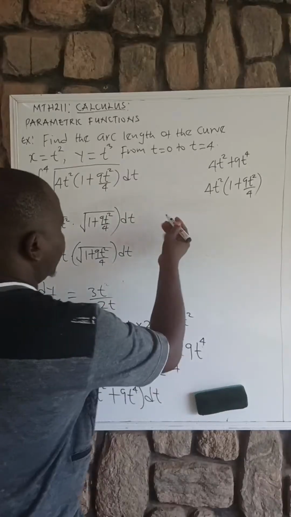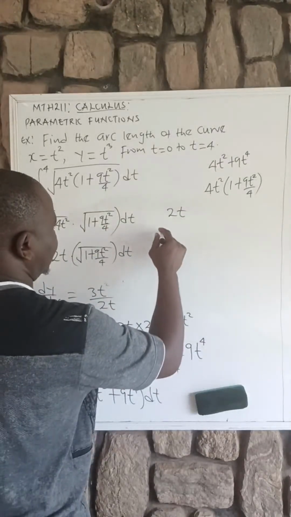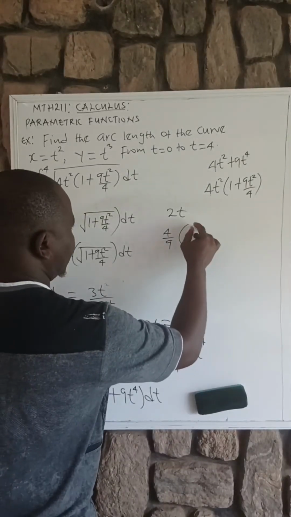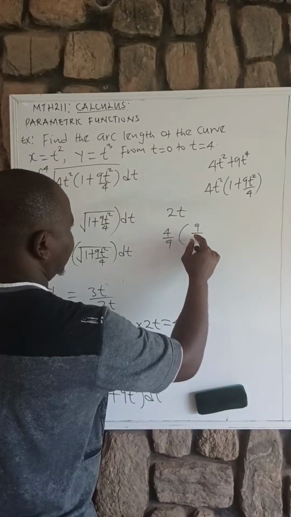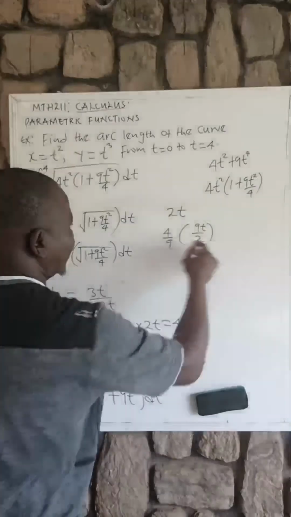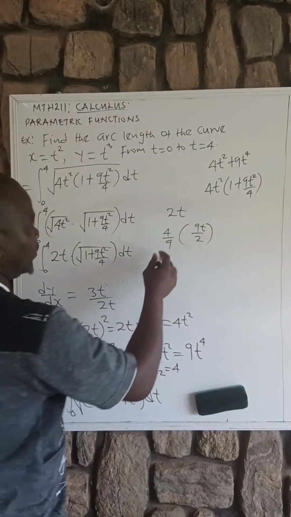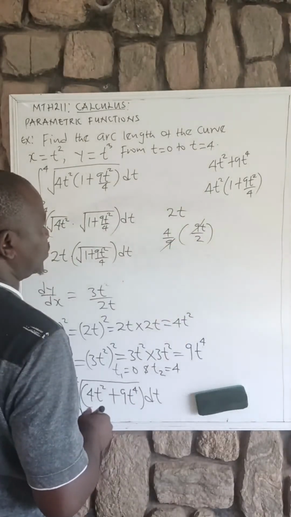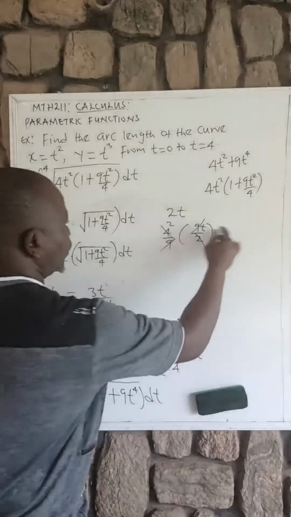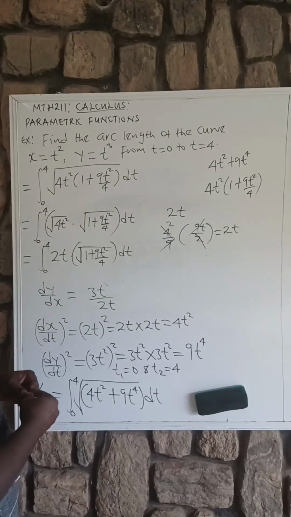I want to redefine this. This is the same thing as 4 all over 9, open bracket 9t all over 2. I'm trying to simplify 2t. So it means this and this will go. This to this 2. So this is going to give us 2t. Right? It's okay.